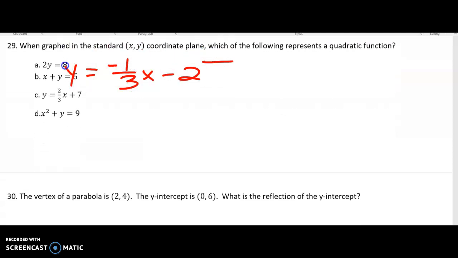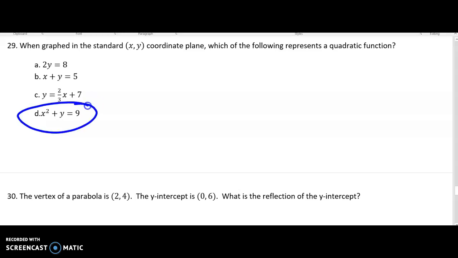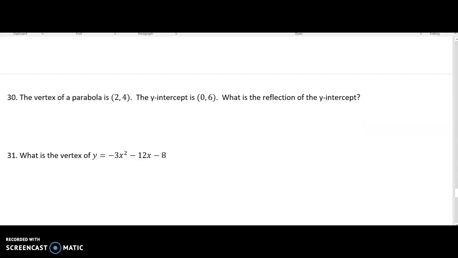Number 29, when graphed in standard form, which one of these is going to represent a quadratic? So remember, a quadratic needs to have an x squared in it. So the only one with x squared in it, just by looking at it, is D. There is zero work here. I'm looking for an x squared. The only time you gotta be careful is if there are like terms, then you gotta combine those first, but in this case there aren't, so you are good to go just by finding an x squared situation.